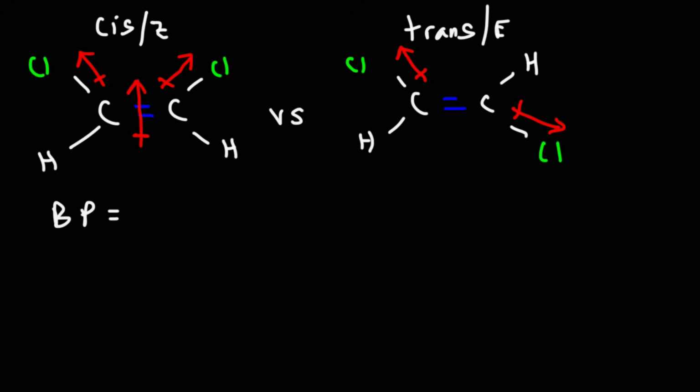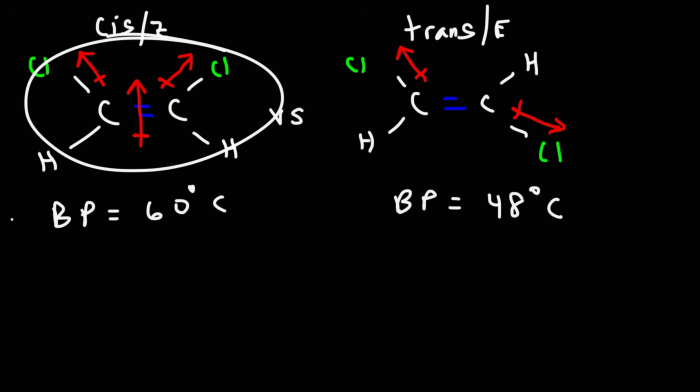The boiling point for cis 1,2-dichloroethene is around 60 degrees Celsius. The boiling point for trans 1,2-dichloroethene is around 48 degrees Celsius. And the reason is because this has a higher dipole moment, making it more polar, and as a result, there's more intermolecular forces that must be overcome. So that's why a higher temperature is required to boil it from a liquid phase to a gas phase.